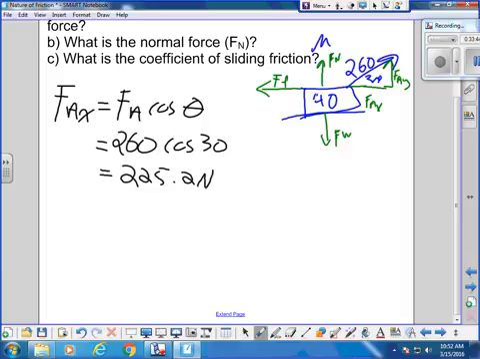Eventually, I've got to come up with mu. Mu is FF over Fn, right? So I'm not anywhere close yet. I got to come up with FF, and I got to come up with Fn. How much is the FF? How many forces are moving to the right? Just the FAX is moving to the right. How many forces are moving to the left? Just the FF. So Josh, how much is FF?